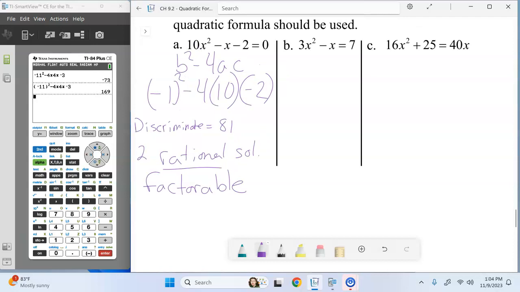Alright? Go ahead and do B and C on your own. Remember to put those in standard form first before you evaluate your discriminant.